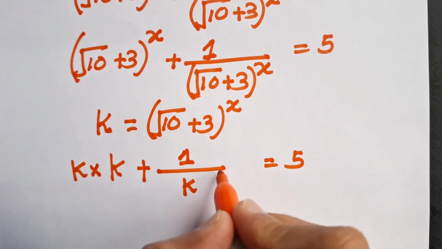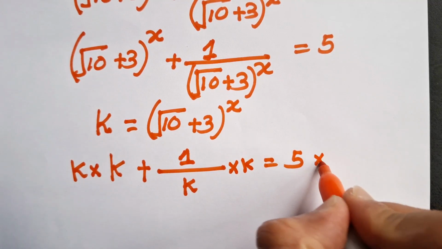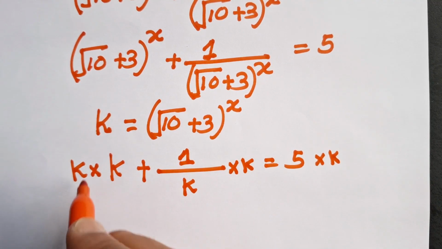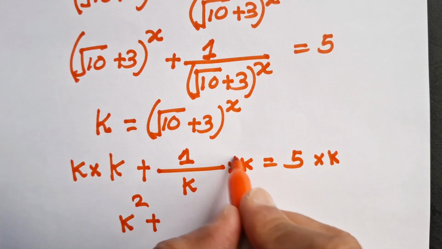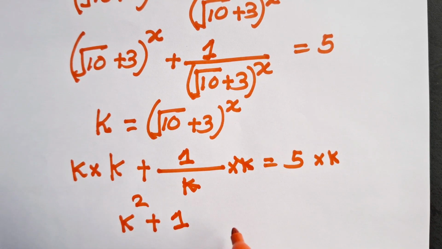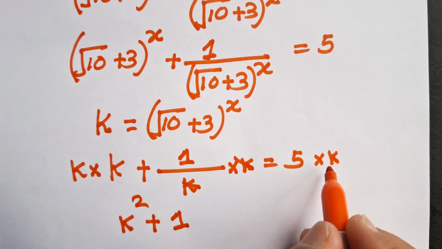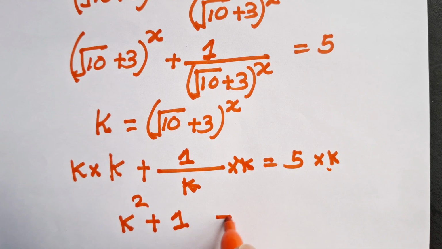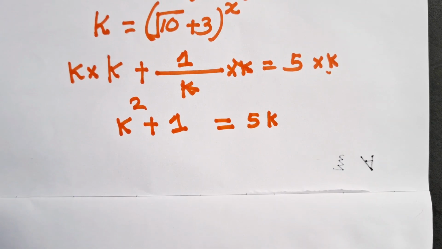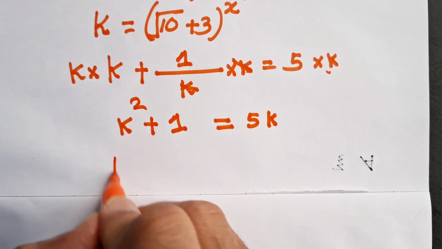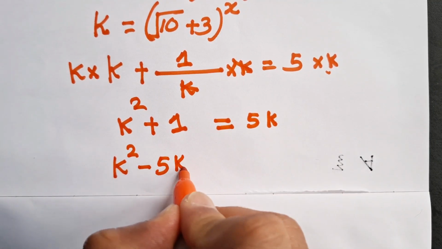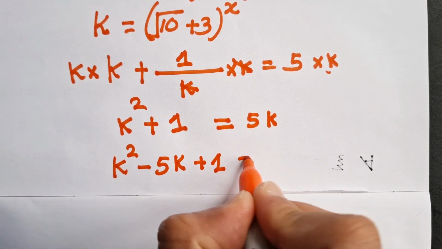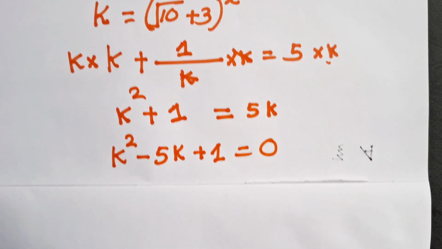So here we have k times k, 1 over k times k, and 5 times k. Here we have k to the power of 2 plus, and k and k are cancelled, so we have 1 is equal to 5 times k. Now I'm going to take 5 times k to the left hand side of the equation. Then I will have k squared minus 5 times k plus 1 is equal to 0.